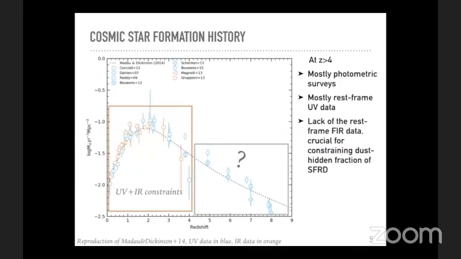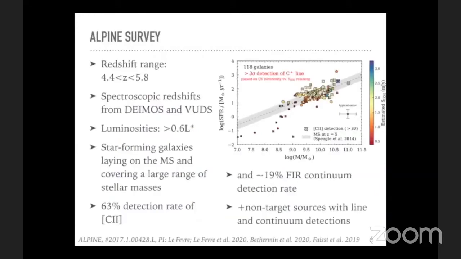Ideally, we would like to have rest-frame far-infrared data and good constraints on the infrared luminosity of galaxies, which is a crucial part of constraining the star formation rate density. But unfortunately, up until now these constraints were very uncertain and the results were inconclusive, since it's quite hard to get a large sample observed in the rest-frame far-infrared. Therefore the ALPINE survey was built with the goal to get constraints on this star formation rate density hidden by dust at redshifts above 4.